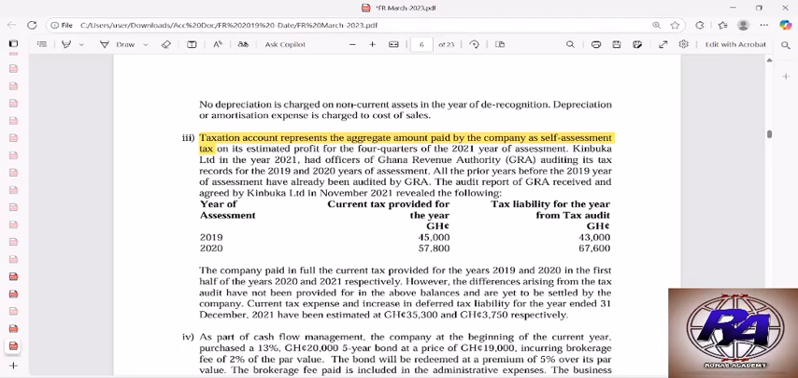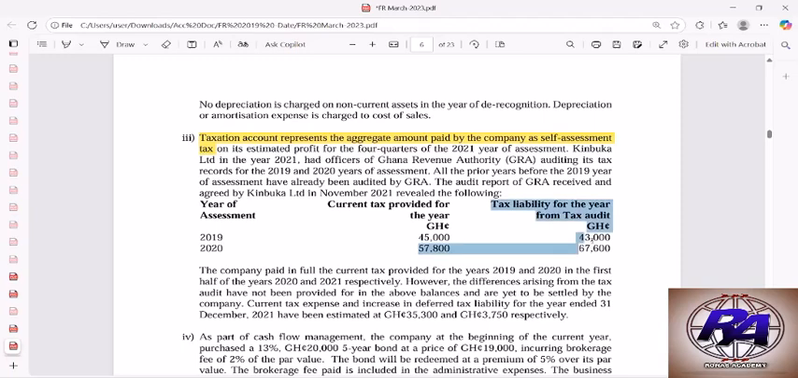So what we compute on our own as our tax for the period is what we call a self-assessment tax, on our estimated profit. What we have done on our accounting profit for the 4 quarters of the 2021 year of assessment is what they have given us below. So 2021 is the current period we are looking at, right? Now, Kimbuka Limited in the year 2021 had officers of the GRA coming to audit them again. And after the audit, they found out that this is what they made provision for 2019.